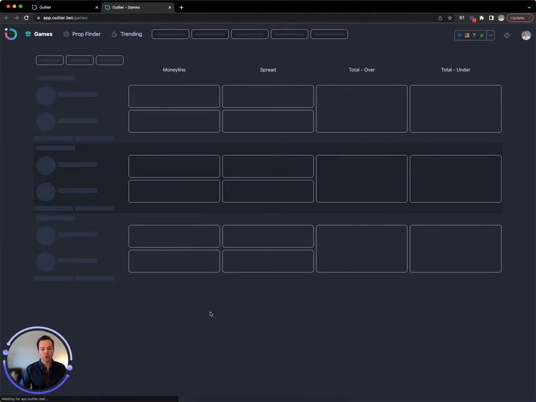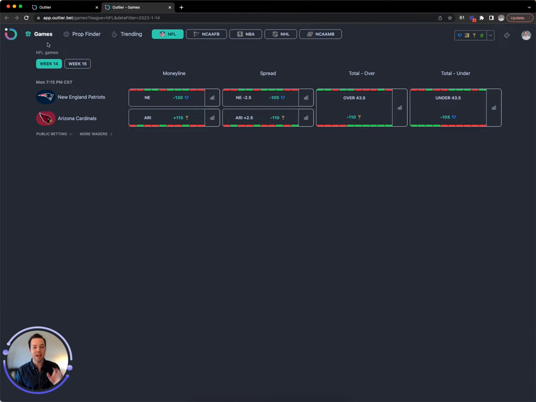All right, so let's start at the very top. There are three major feature sets in Outlier: games, prop finder, and trending. We'll go over all three of them today before looking at my picks, which is actually how you check out on any of the four major sportsbooks. We'll start with games because this is where most people start, and frankly, this is just because where we drop you first, so you're going to see this screen first.